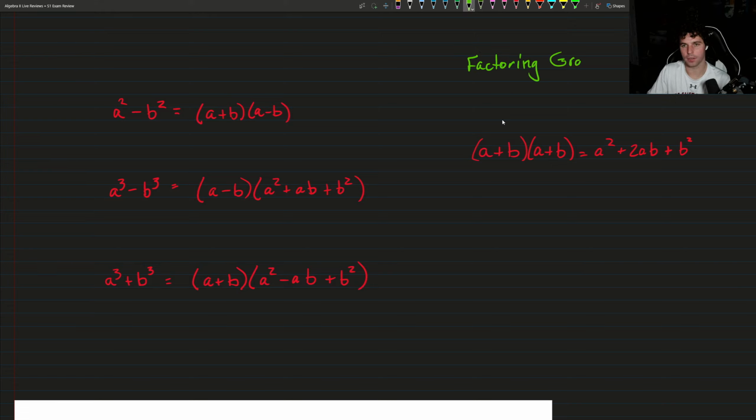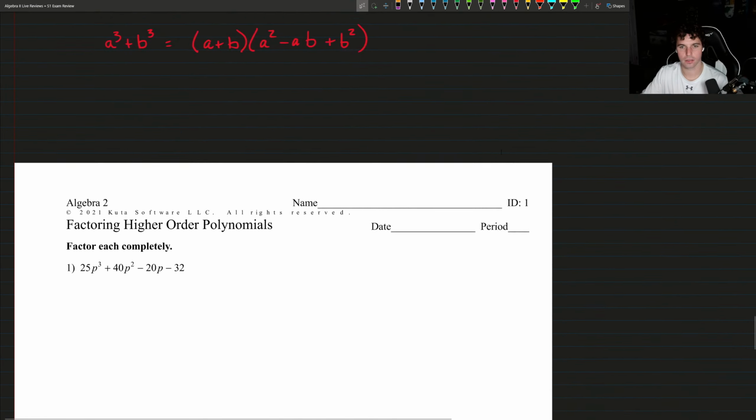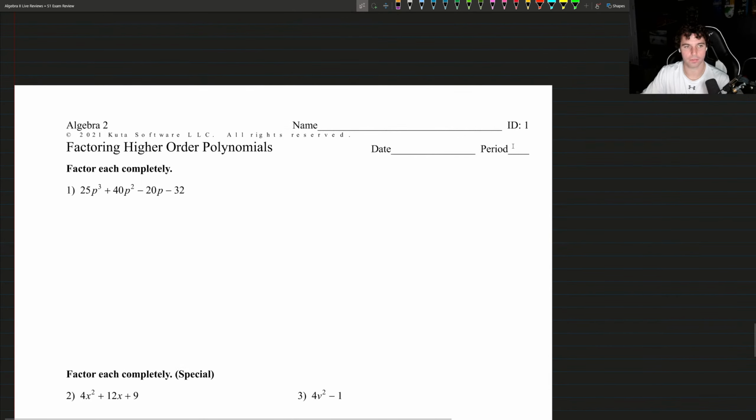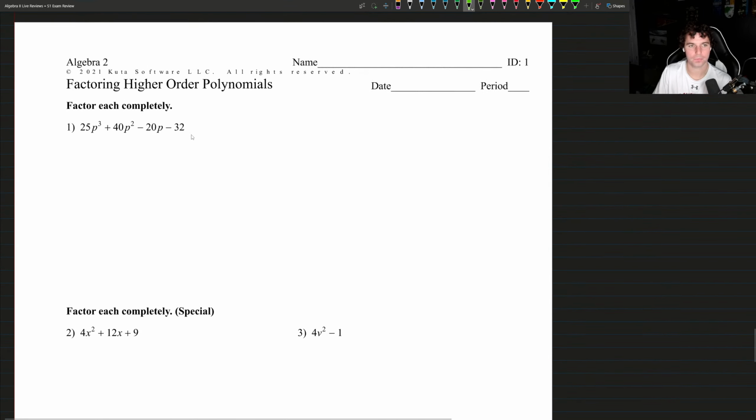But factoring by grouping, it seems like a lot of you already know. Some of you might not, that's okay. We did go over it. But factoring by grouping, and this is number one, all we really do is we combine two sets of two terms, and we try and pull out a common factor.